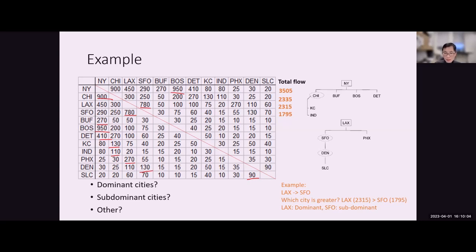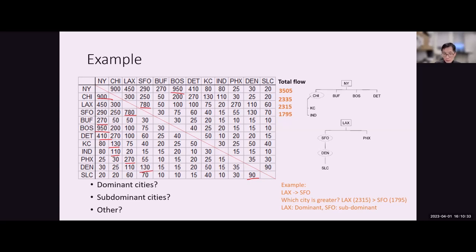And now take a look at Kansas City, that is KC, in the middle of the matrix. Kansas City has the largest flow to Chicago. We know that Chicago is subdominant to New York, but Kansas City has the largest flow to Chicago. So now we realize that Kansas City is subdominant to Chicago. Like that, you can easily find that Indianapolis is also a subdominant city to Chicago.